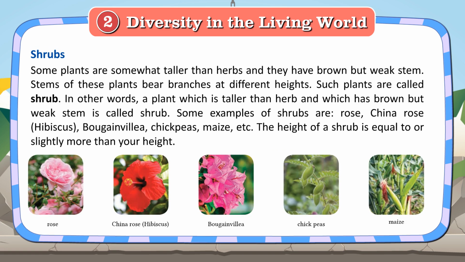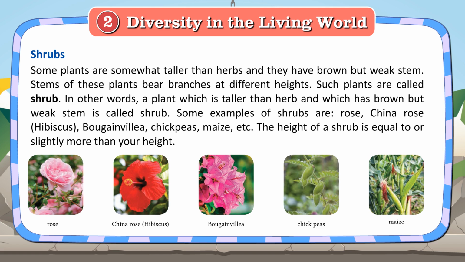Shrubs. Some plants are somewhat taller than herbs and they have broad but weak stems. Stems of these plants bear branches at different heights. Such plants are called shrubs. In other words, a plant which is taller than herbs and which has a broad but weak stem is called a shrub.